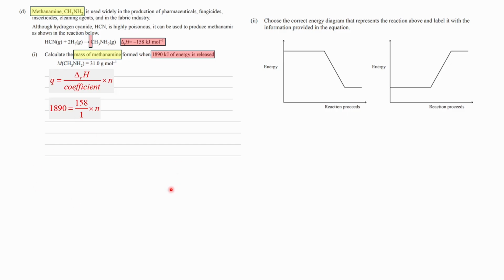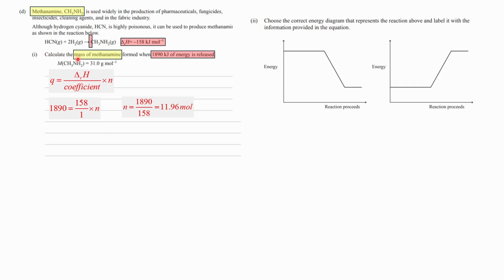Now, all that I need to do is rearrange this equation. Remember, if you want to rearrange an equation and you have a fraction, you just flip that fraction to the other side and turn it upside down, and that's the equation rearranged. So we get n equals 1,890 divided by 158, which is 11.96 moles. So that's how many moles were produced.